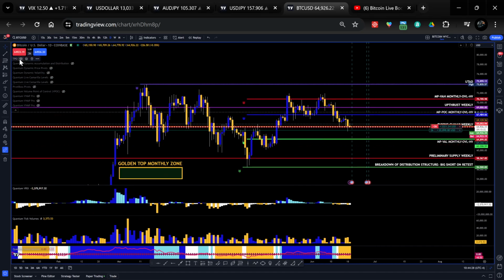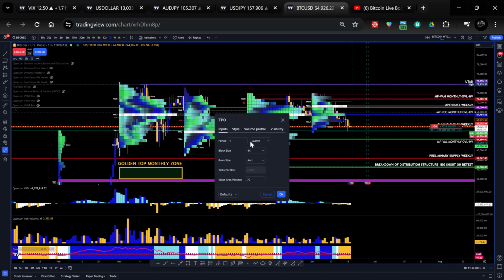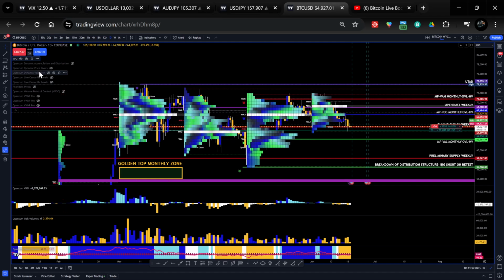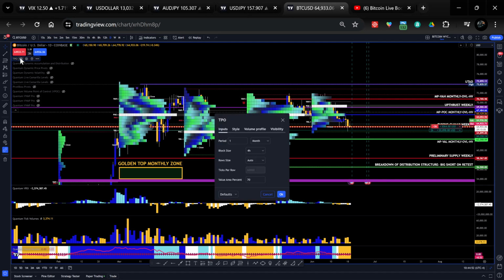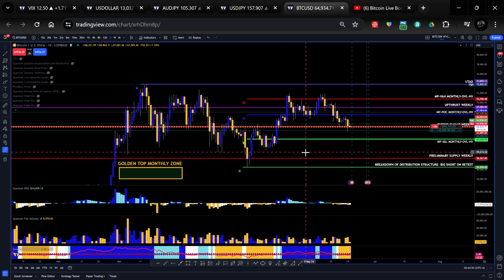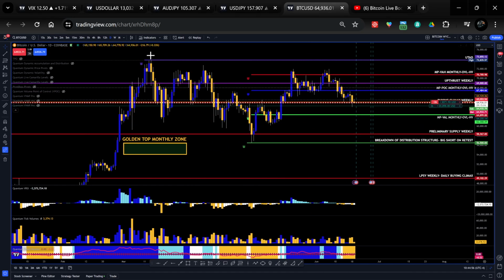So let me just open this up. This is a TPO on TradingView, and that's the indicator's name. I have it set on monthly. The block size is 4 hours. The row size is auto. Ticks per row is 60,000, right? All right, so that's my settings right there. All right, so let's see here. Let's go up to the weekly.